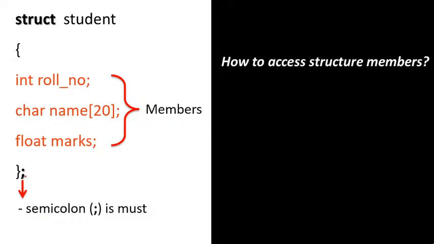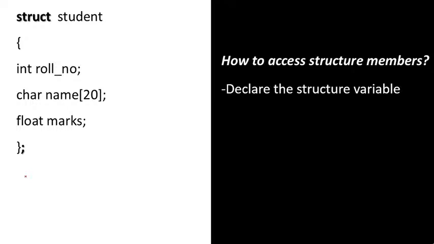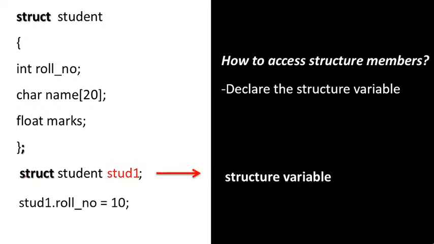So how do you access structure members? First, declare the structure variables. What are structure variables? Though the structure name is student, I need to have different variables. For example, I am trying to store the data of student marks here, right? Roll number, name of the student, and the marks. Student 1 will have different data, student 2 will have different data, student 3 will have different data, right?